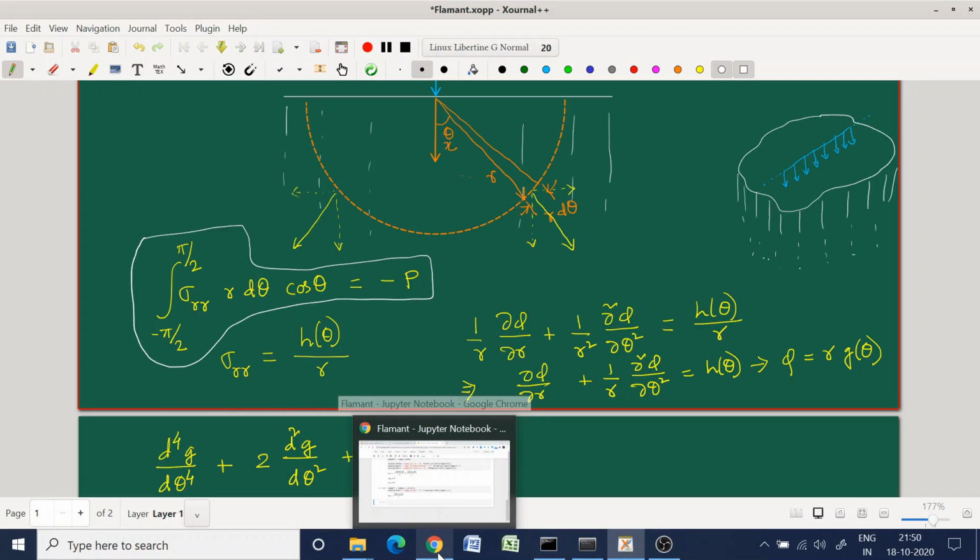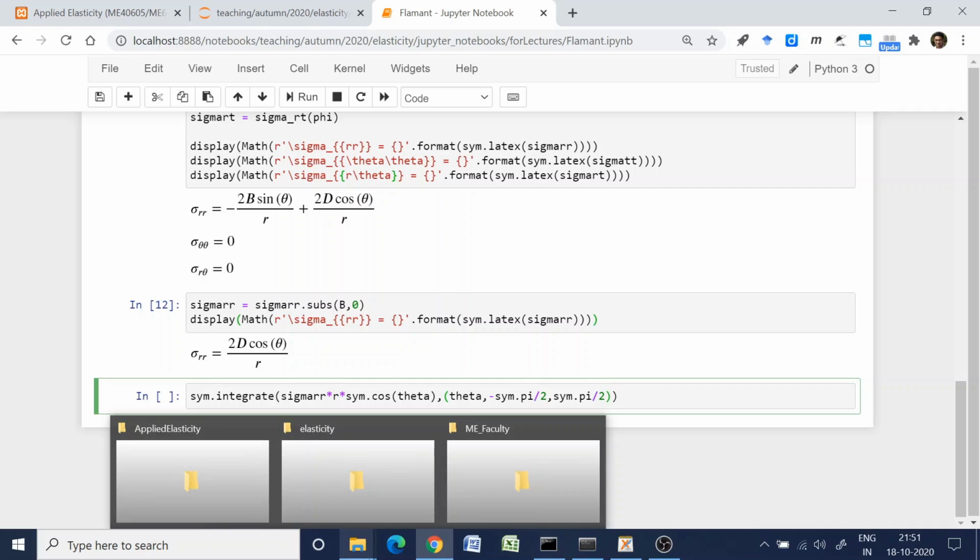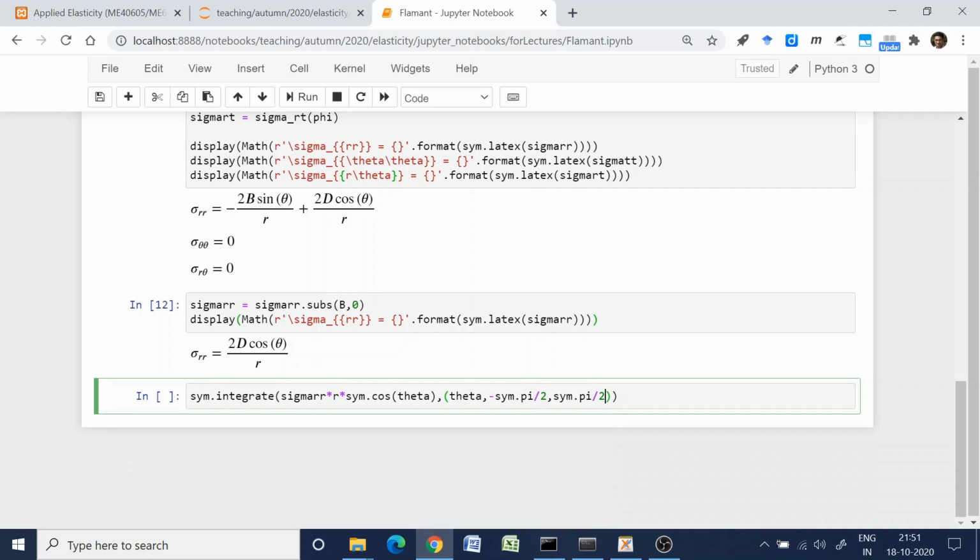So if we go back to our Jupyter notebook, we have to implement this solution through an equation. So what we do is we write this integration command. Here we have sigma RR. Now this has to be multiplied by R, and it has to be multiplied by cos theta. And note, this integration should be such that theta goes from minus pi by 2 to pi by 2. So this thing that we have here is the lower limit, and this here is the upper limit.